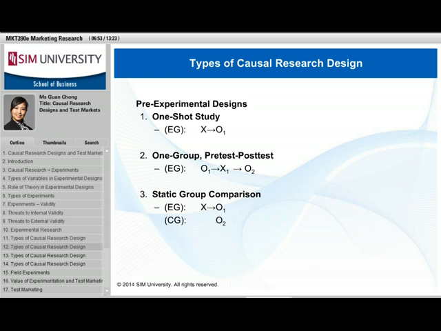Under static group comparison, there are two groups, the experimental group and the control group. In the experimental group, there will be a manipulation and an observation after the manipulation, while in the control group, there will be only one observation.